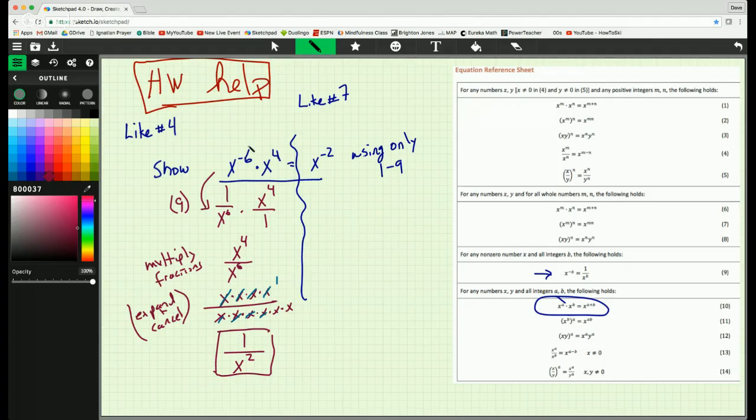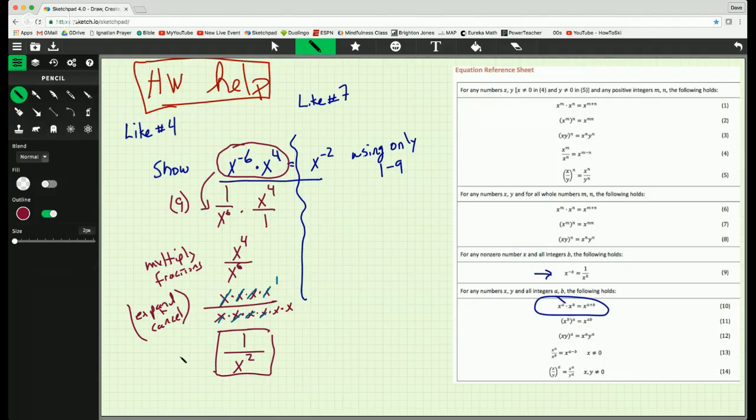We've shown that this is equal to 1 over x squared, and this is by rule number 9, right? Or sorry, this is just by the definition. Go 1 over x times x. I go from here to here, and this is really just the definition of exponents, right? To say that x times x is equal to x to the 2nd power.